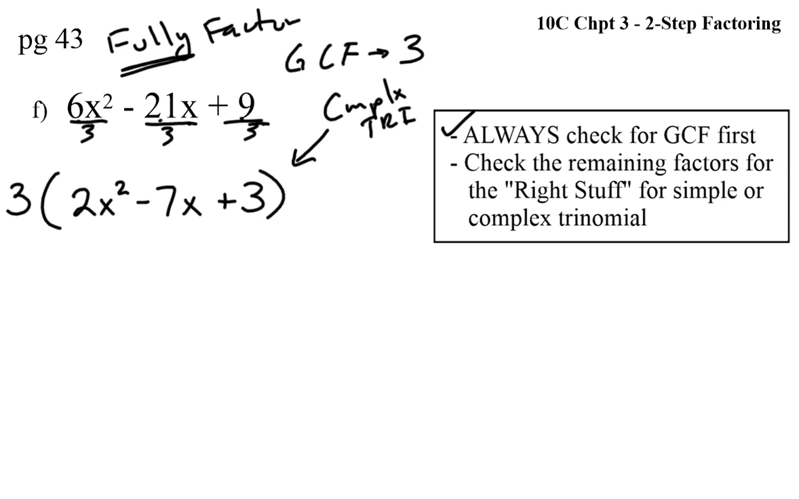So now we do decomp. 2 times 3 is 6. So we need to multiply to get 6, but we need to add to get negative 7, like we've been doing all along with the decomp. What can we multiply to get 6 but add to get negative 7? What about negative 1, negative 6? That actually will work kind of nice. Negative 1 times negative 6 is 6. Negative 1 plus negative 6, there's your negative 7.